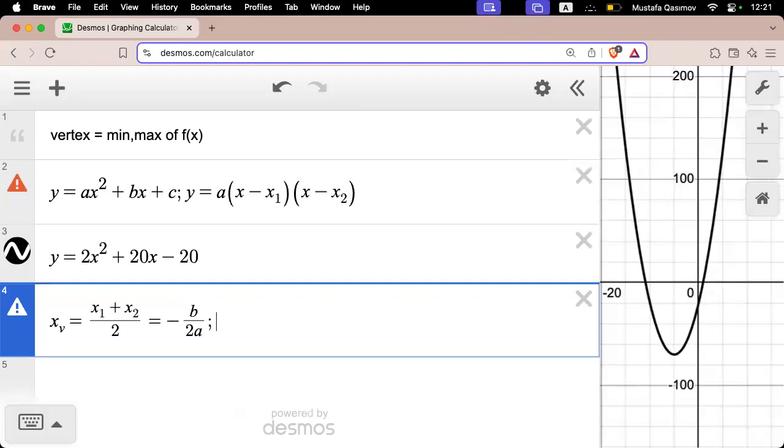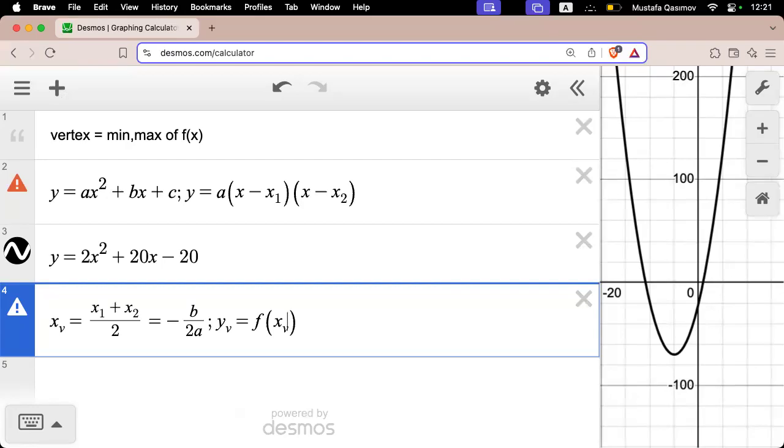And how can we find the y vertex? The y vertex is actually f of x vertex. So after finding the x vertex, just put it in the equation and find the y vertex. It's very simple. When the question asks what's the minimum or maximum value, you have to look at the y vertex. But if it asks at what value of x does f of x reach its minimum or maximum, then it is the x vertex.